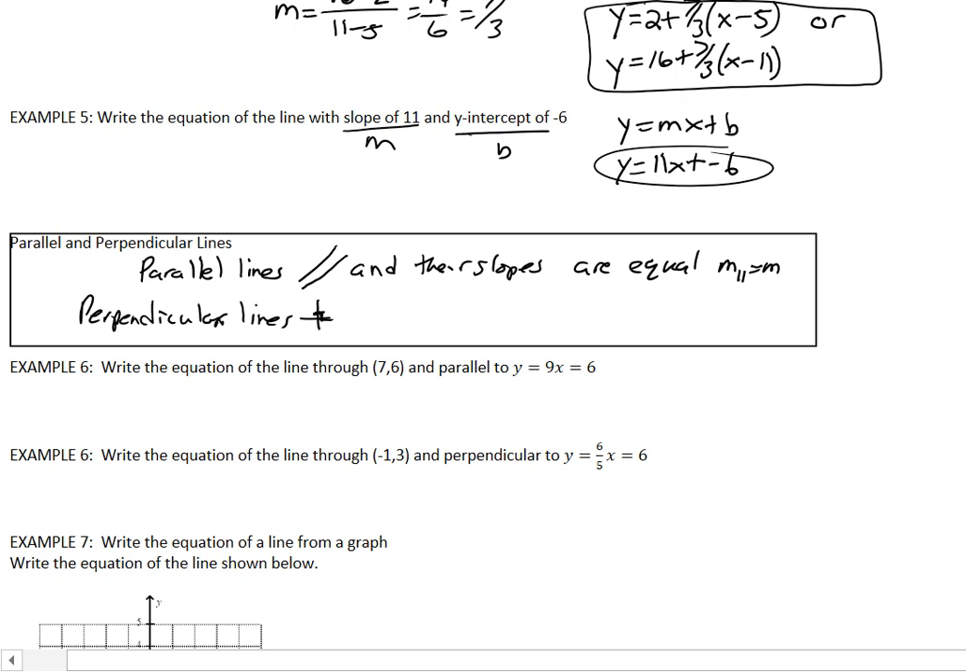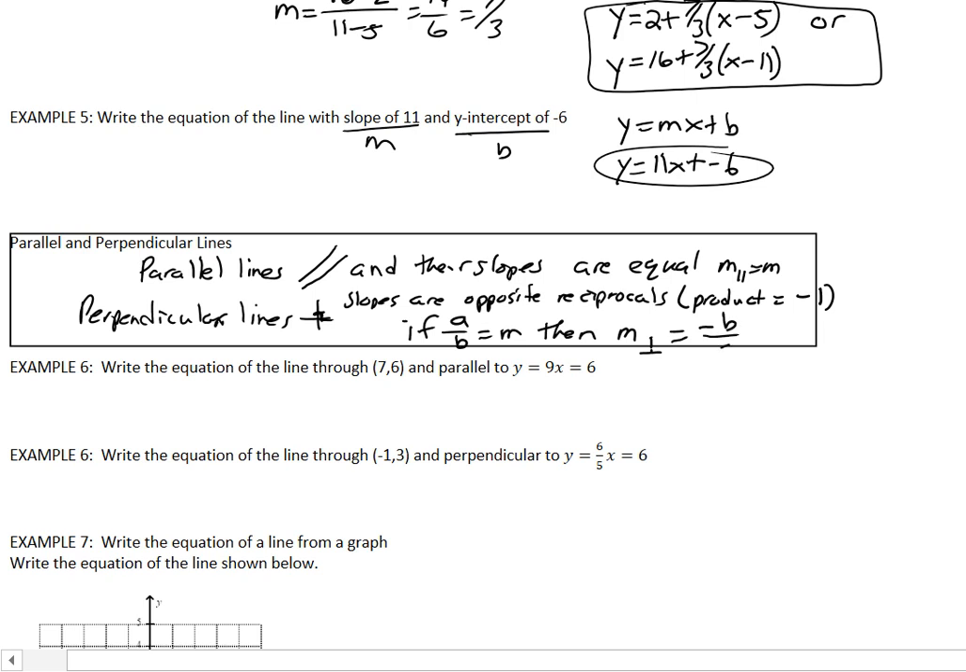The slopes are opposite reciprocals. Their product, when you multiply them, is always -1. So if A over B equals the slope, then the slope of a line perpendicular, that little upside down T means perpendicular, is negative B over A. Flip it over and change the sign.